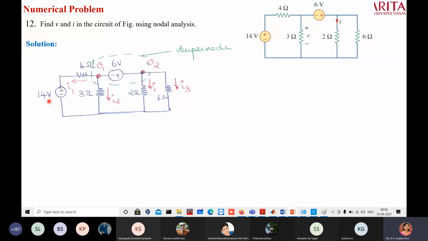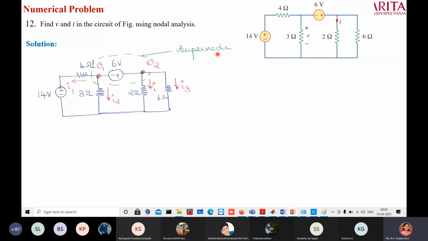If there is no 4 ohm here, only in that case V1 is equal to 14 volt, because V1 is the potential at this point with respect to ground, and without 4 ohm, 14 volt is the voltage across V1. But here we cannot write it that way because there is a 4 ohm resistor. So we cannot write V1 is equal to 14 volt, and we will see how to write the nodal equation now. These two nodes are combined together and written as a super node.